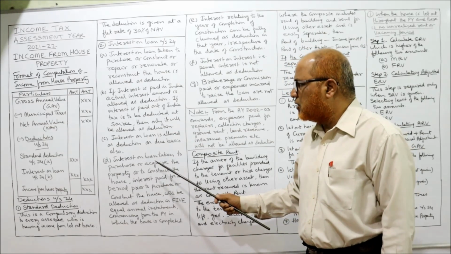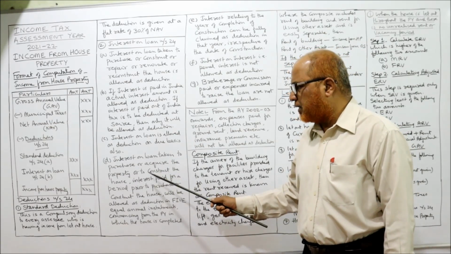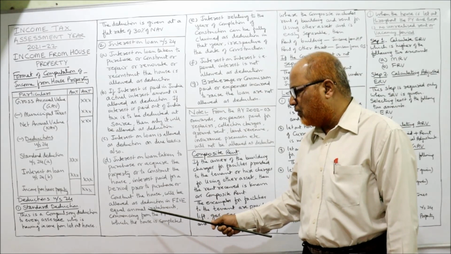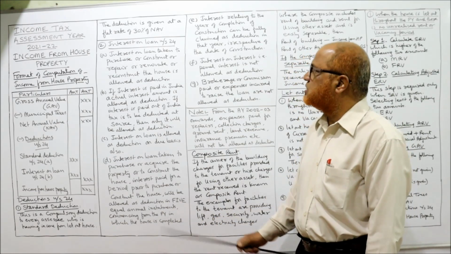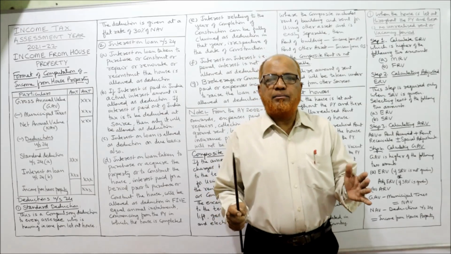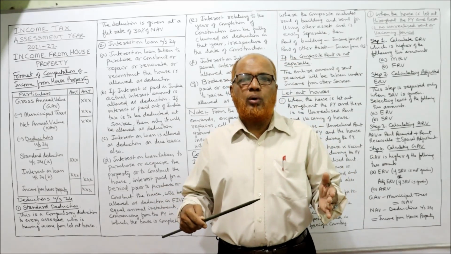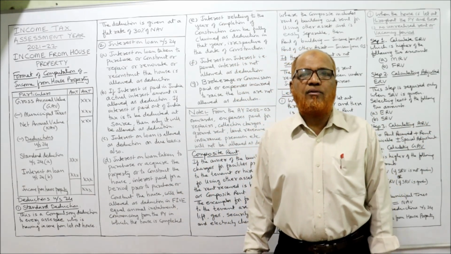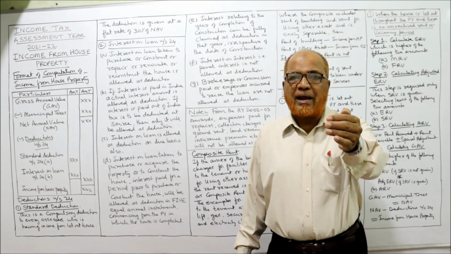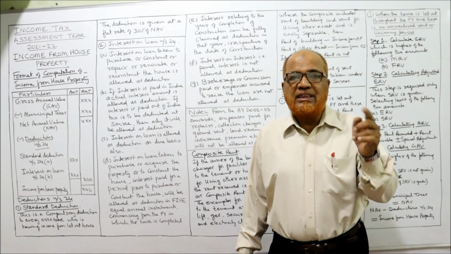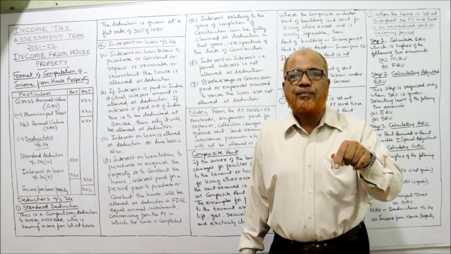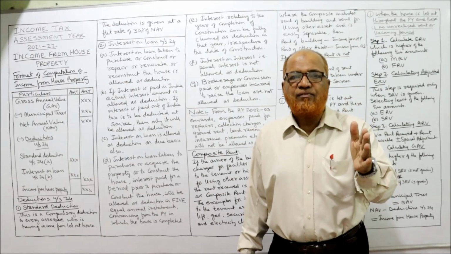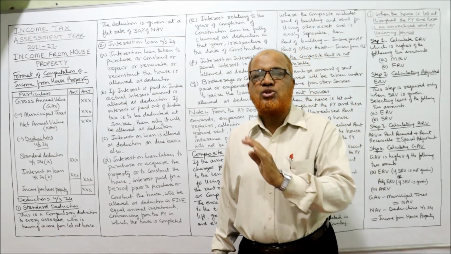Then, interest on loan taken to purchase or acquire the property or to construct, the interest paid for a period prior to construction of the house will be allowed in 5 annual equal installments commencing from the previous year in which the house is completed. Now see here, sometimes a person has taken a loan and interest is paid prior to the construction of the house. That interest will be allowed as deduction in 5 annual equal installments commencing from the date of completion of the construction.